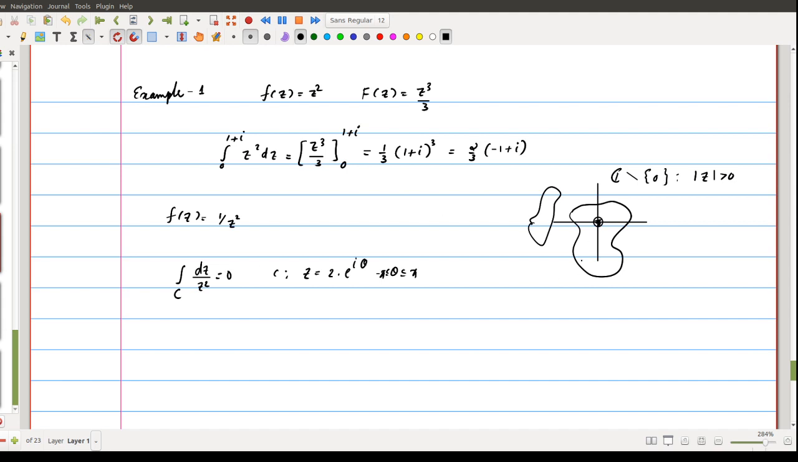As this is a closed contour like this, the value of this integral depends only on the antiderivatives at the endpoints. So if this is a closed contour, then the integral over c of dz by z square can be written as minus 1 by z, from z equal to 2 to z equal to 2 itself, because the c has the starting point as 2 and the terminal point also as 2. So this value will be 0. So this shows that the integral value of this is always 0.